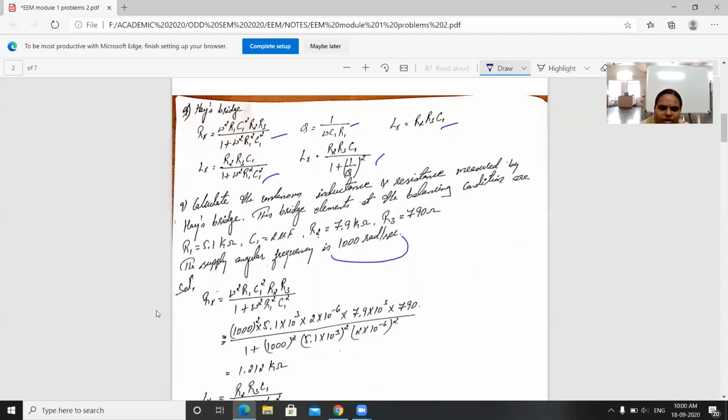Okay, what you have to do, all the parameters are already given for us, just substitute in the equation, that is Rx. Rx is taken as omega square R1 C1 square R2 R3 divided by 1 plus omega square R1 square C1 square. Every parameter and equation is already given for us, just substitute. Omega is 1000 radians per second. The angular frequency is directly given, for that reason just substitute the omega value as 1000 square. R1 is 5.1 K. Then C1 is 2 microfarad square. It's a square, okay?